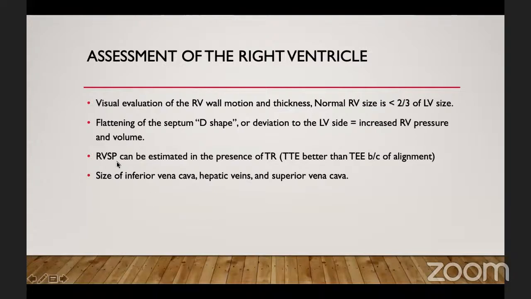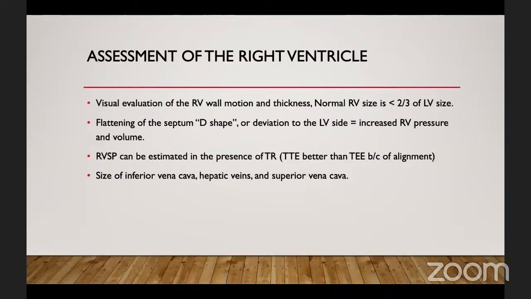An important parameter is the right ventricular systolic pressure. And usually, you can assess this one if the patient is having a tricuspid regurgitation. From that, you will measure the velocity, and you will calculate the pressure gradient. And usually some added parameters, the size of the inferior vena cava, a dilated IVC, non-collapsible with respiration. This is an indication of a raised right ventricular pressure, hepatic vein flow reversal as well.